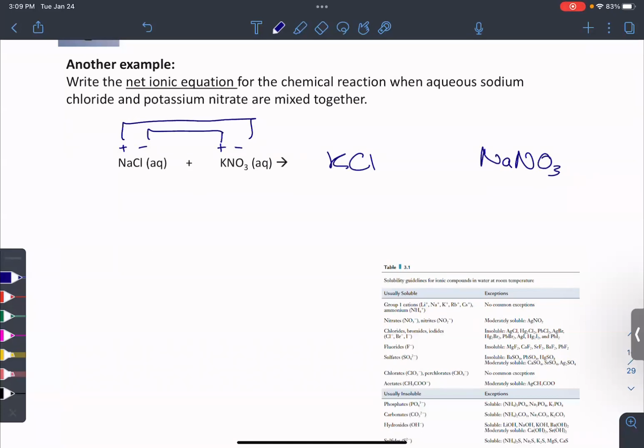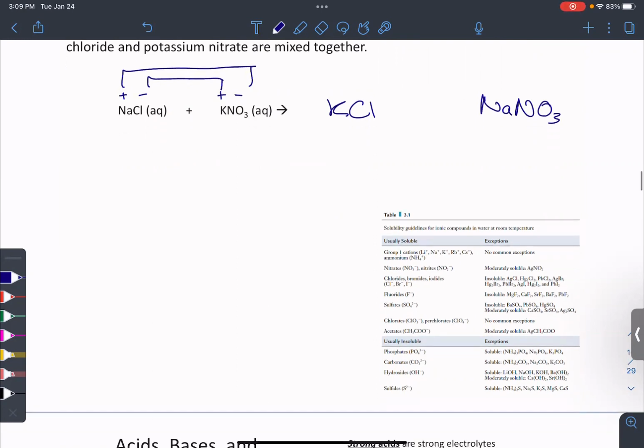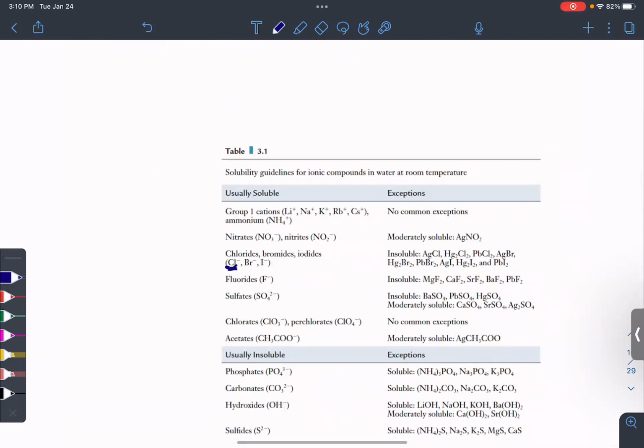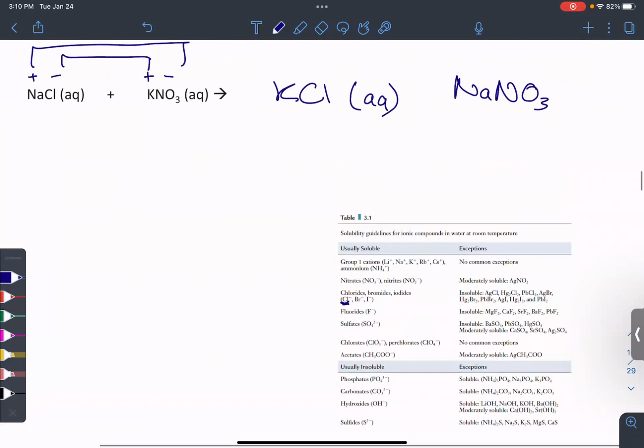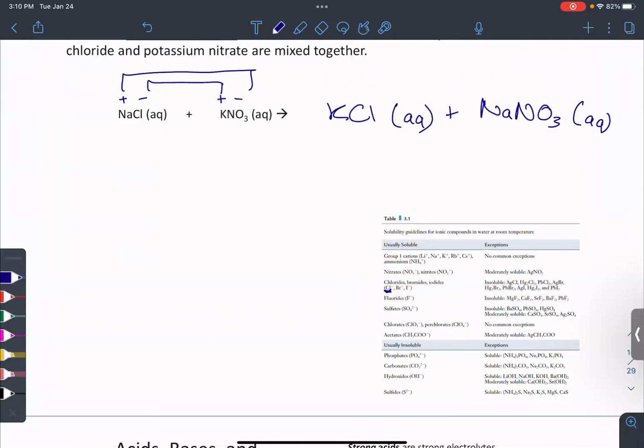Let's get the states. So according to the table, KCl is what state? Solid or aqueous? From that table. I'm just going to tell you it's aqueous, because chloride is here. Sodium is not or potassium is not an exception. What about sodium nitrate? Solid or aqueous? Aqueous. Again, because nitrates are typically soluble in water.